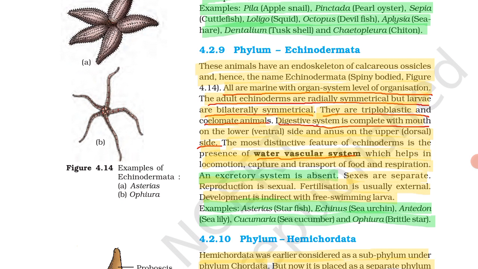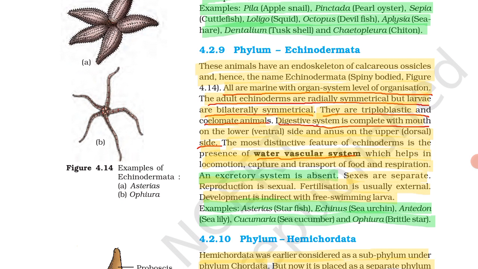Then the examples are Asterias, also called starfish, given in the diagram. A1 is Asterias, it looks like a star, so it is called starfish. Next is Echinus, also called sea urchin; Antedon, sea lily; Cucumaria, sea cucumber; Ophiura, brittle star.